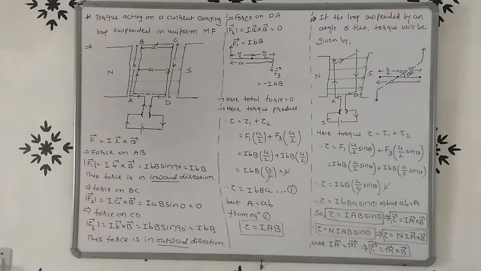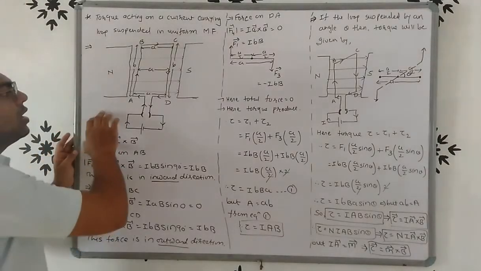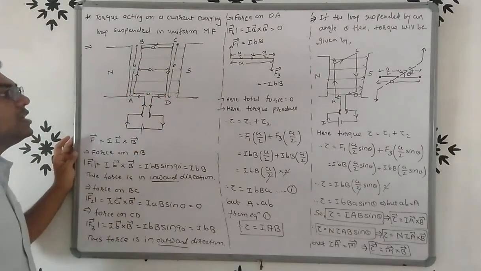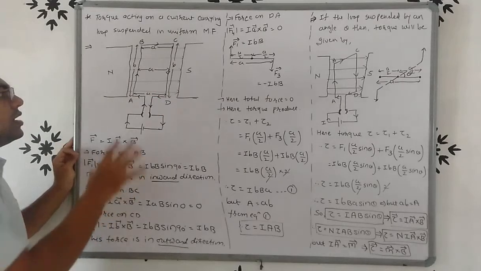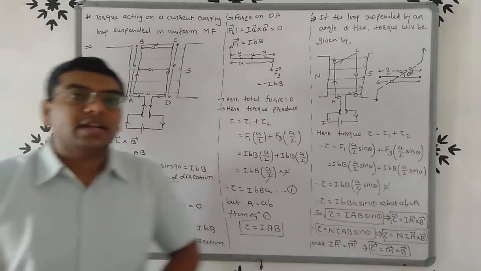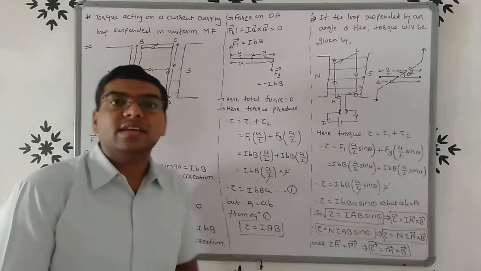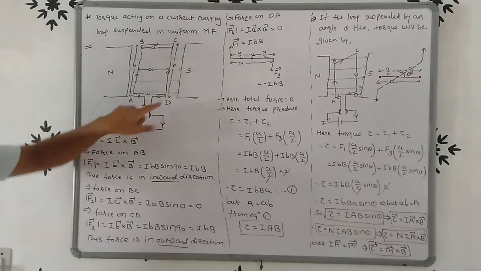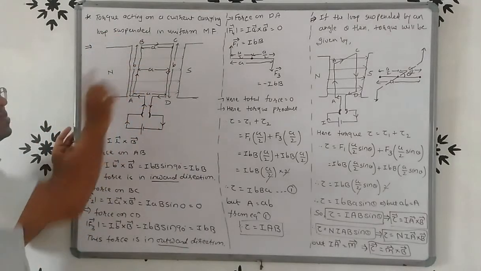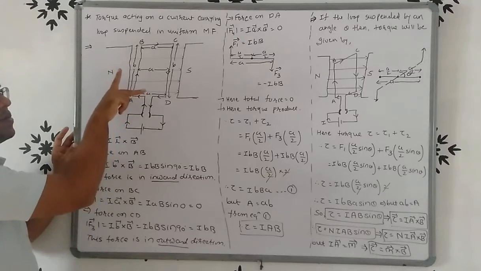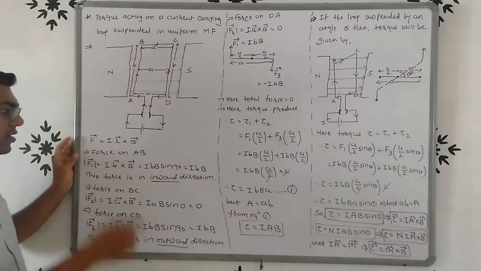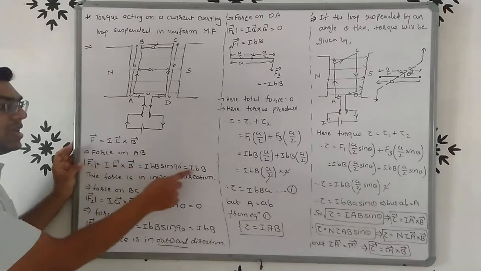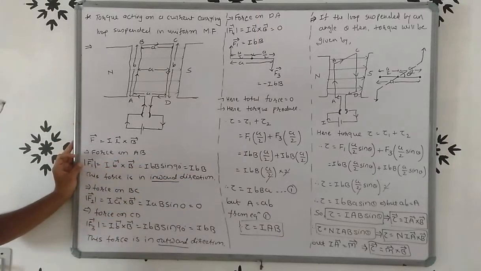examination. Once again friends, torque acting on a current carrying loop suspended in a uniform magnetic field. So here a rectangular loop is suspended in the uniform magnetic field. If there is a current carrying conductor in a magnetic field, then the force will be I L cross B. So we have to find the force on AB, then BC, then CD and DA. Force on AB: here length and magnetic field are perpendicular, so sin 90 is 1. So force on AB is I b B, in inward direction.